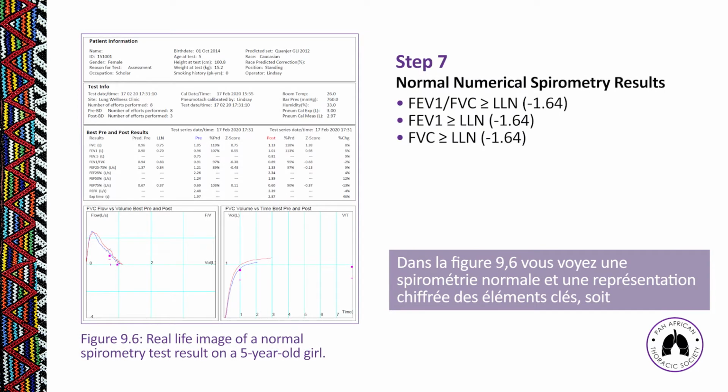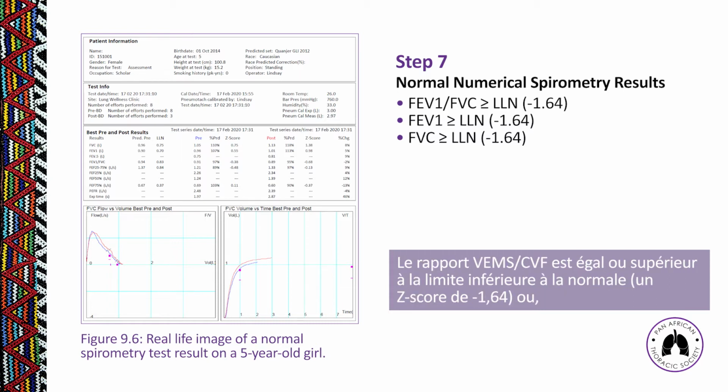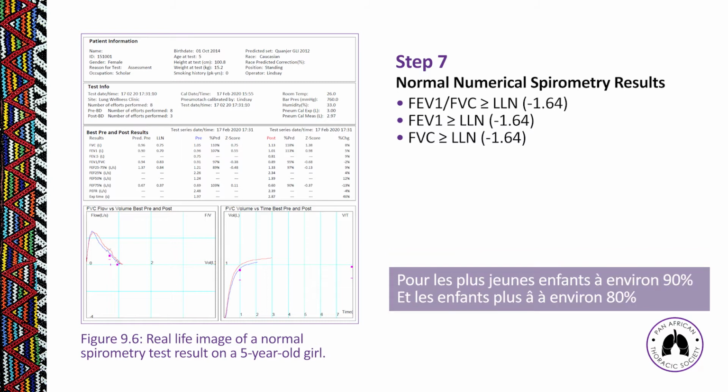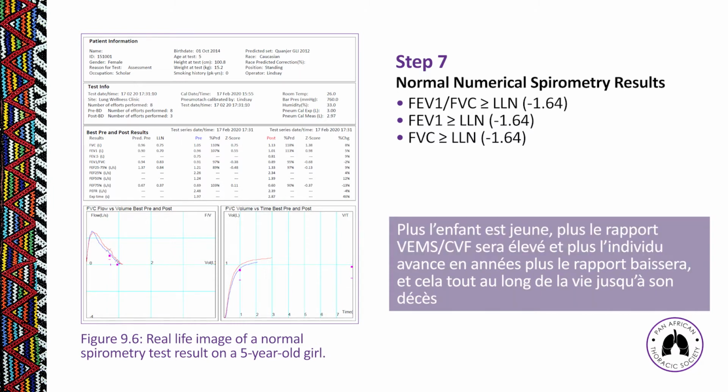In figure 9.6, you will see a normal spirometry and graphical representation of the key measurements. What you see in the numerical values of a normal spirometry result is that the FEV1-FEC ratio is equal to or above the lower level of normal, being a Z-score of minus 1.64, or in younger children, roughly 90%, and in older children, roughly 80%. These expected percentages on the ratio are on a sliding scale depending on age. The younger a child is, the higher the ratio of the FEV1 to the FEC will be, and that will decrease with age right up until old age.